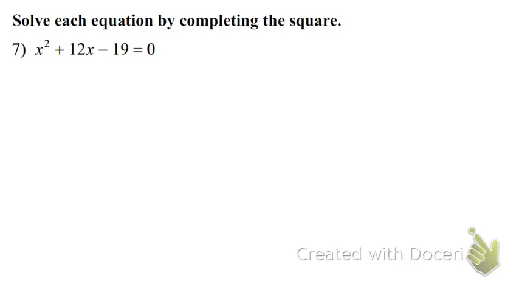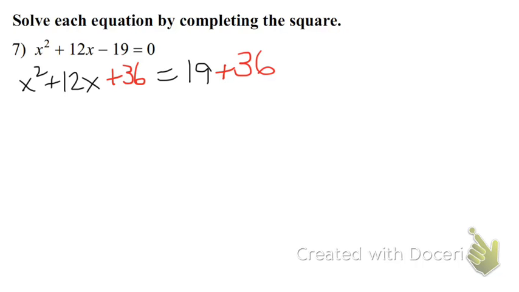All right, so first thing I got to do is move that 19 over. So x squared plus 12x is going to equal positive 19 on the other side. Okay? Complete the square. Half of 12 is 6, and 6 squared is 36. Add 36 to both sides. Factor. This will now be a perfect square. Two numbers that multiply to 36 but add to 12, and they'll be 6 and 6.